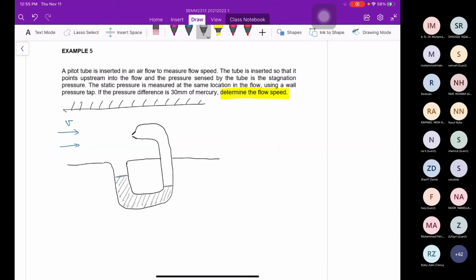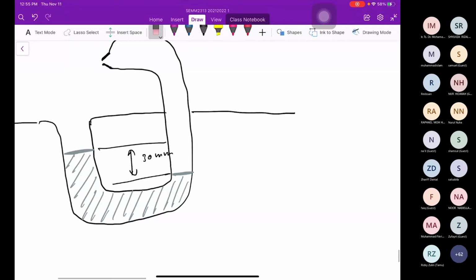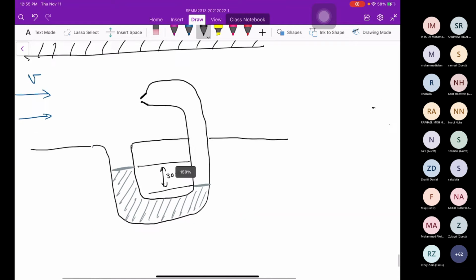Okay, so the difference here is 30 mm, right? Very small, right? The difference is 30 mm.